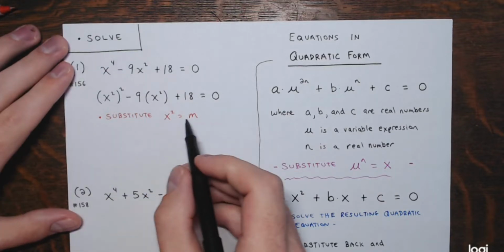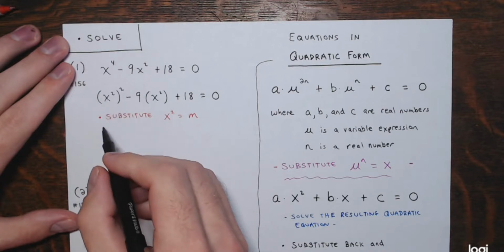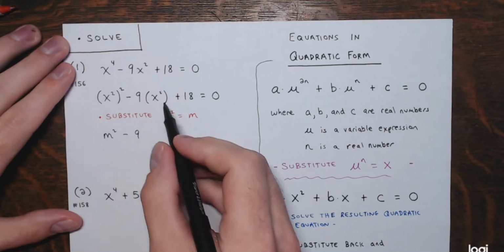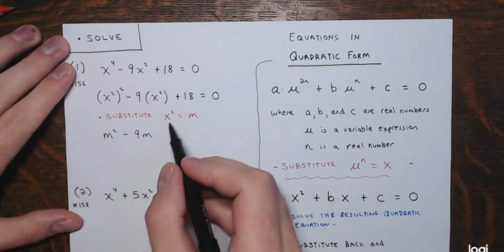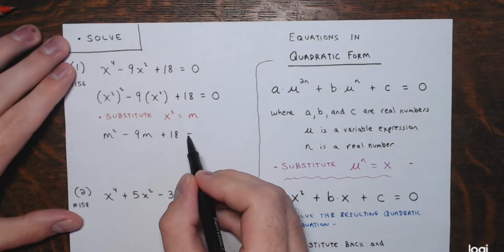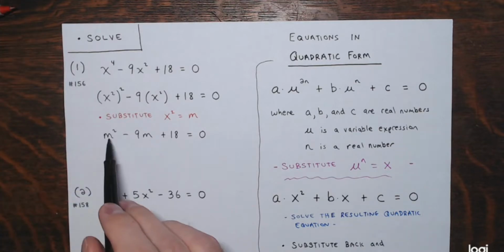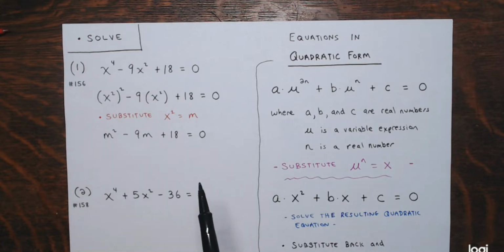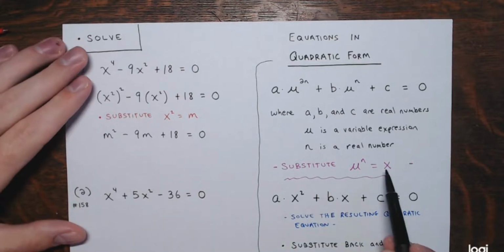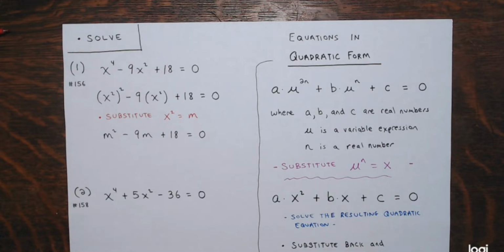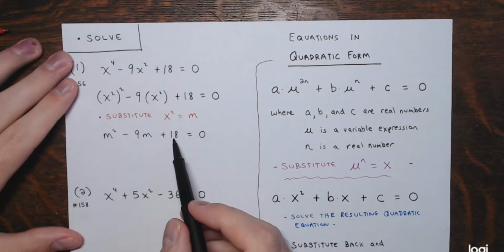Alright, so if I do this, well then x squared squared becomes m squared. Minus 9 times x squared becomes m. And then you have plus 18 equals 0. And now look, this is now a quadratic equation in this new variable m. So after I make the substitution, turn it into a quadratic equation, we solve this quadratic equation. I'm going to solve for m. This is factorable, a pretty nice one.